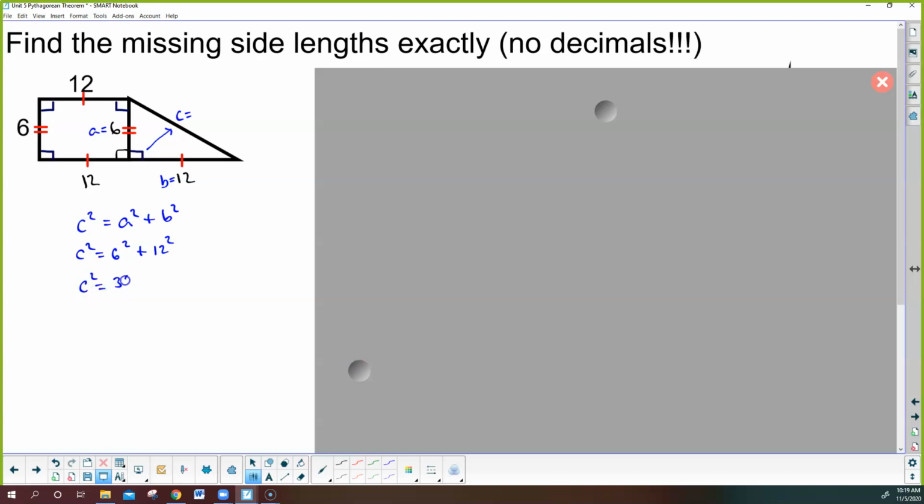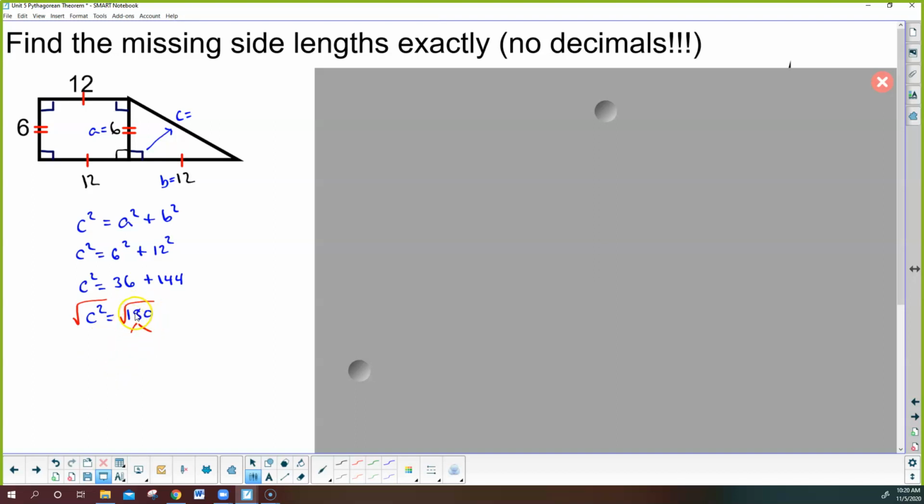And then we're just going to do algebra. 6 squared is 36. 12 squared is 144. And I cannot take the square root until I simplify this completely through addition. So then I get 180 equals c squared. Now my goal is to break this down, and I want to get the square root of 180 split up into really nice friendly pieces.